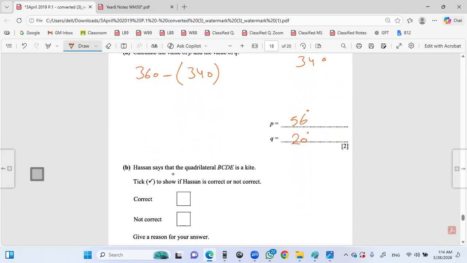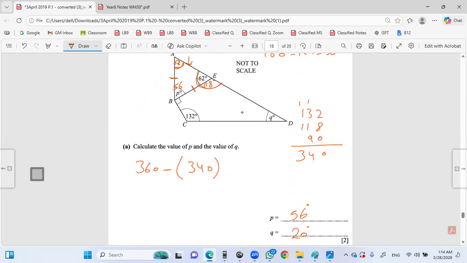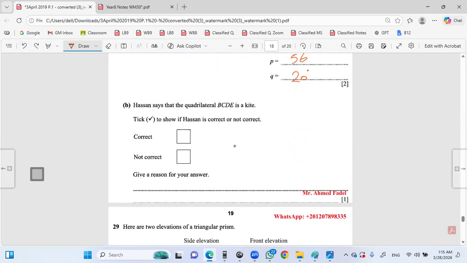Hassan says that the quadrilateral is a kite. Show if Hassan is correct or not. Is this a kite? No, Mr. Why? Because in a kite, two angles are equal. You must have two angles that are equal. Look at that. Let's imagine that this is a kite, or let me just draw it down there. And in the same direction as well. So let's imagine that this is a kite.